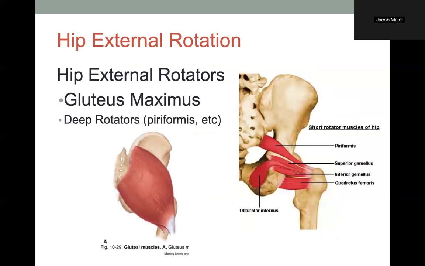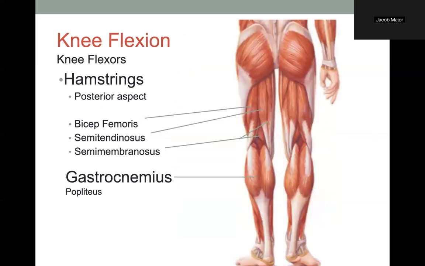Then we have our hip external rotation. So our hip external rotators are our gluteus maximus, and our deep rotators, also referred to as our piriformis. There's a multitude of others, but for this class, we're just going to focus on the piriformis, which is this muscle right here. Those are very deep muscles in the body.